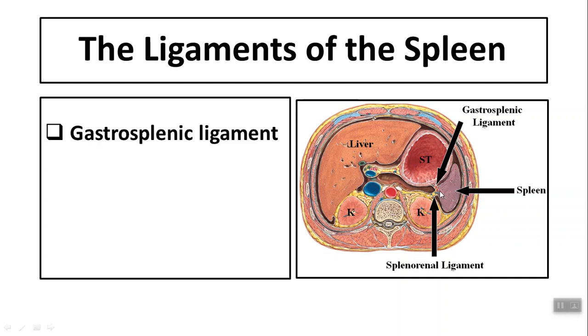This is the spleen, and it is completely covered by peritoneum, and it has ligaments to attach it to the nearby structures. From these ligaments is the gastrosplenic ligament, which connects the hilum of the spleen to the stomach. Splenorenal ligament, or the lienorenal ligament, connects the spleen to the left kidney.